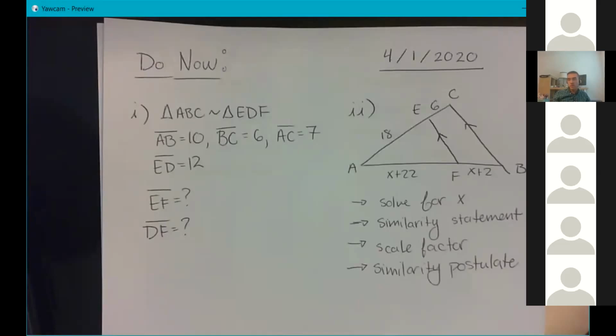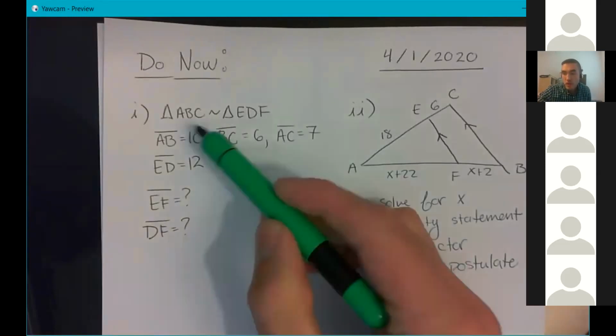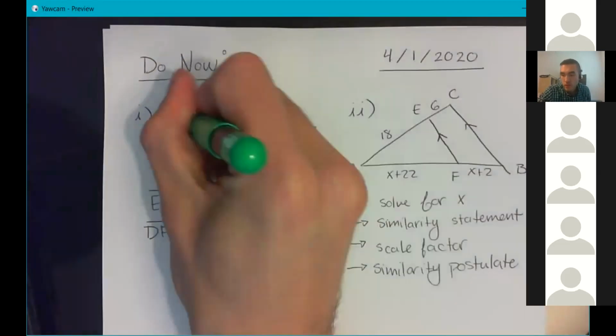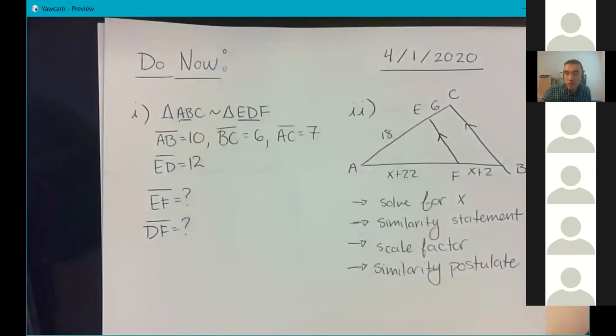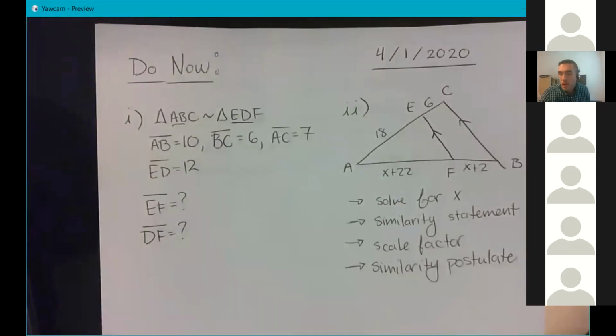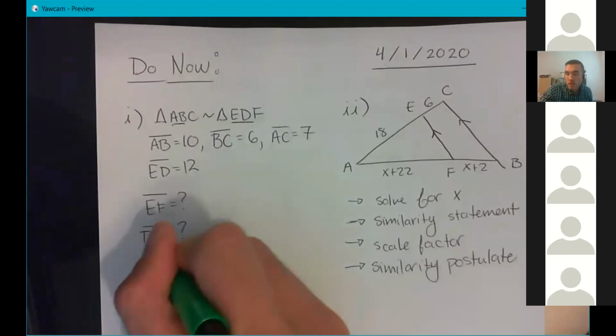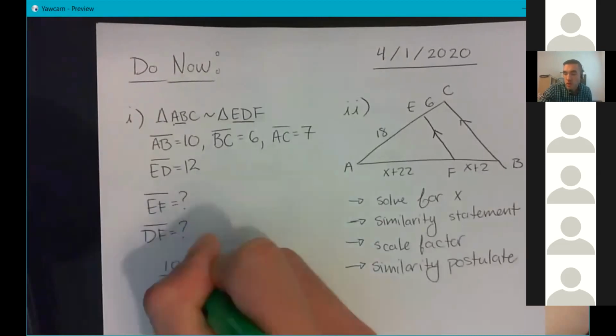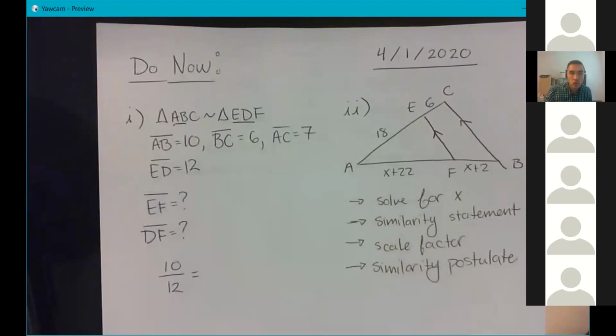So if I'm solving, what ratio is going to allow us to solve for anything? Which two sides from the two triangles do we have that are proportional to each other? AB and ED. AB and ED, yep, and they are 10 to 12. So first two letters, AB, first two letters, ED. So I'm going to write my proportions as being triangle ABC over triangle EDF. So that would be to say 10 divided by 12 is going to be equal to, and how do we solve for EF?